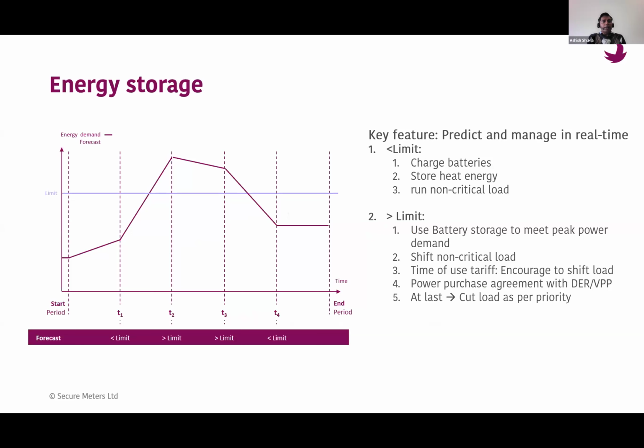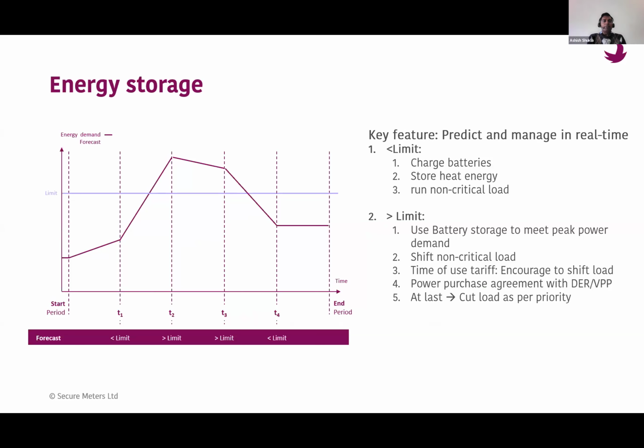If you follow the line in blue color, suppose this is my contractual agreement with the discom or distribution company, that this is the maximum power I will withdraw, and if I withdraw more than that, then of course I have to pay a penalty. So how can I save my penalty? What can I do if I put in an energy storage system?